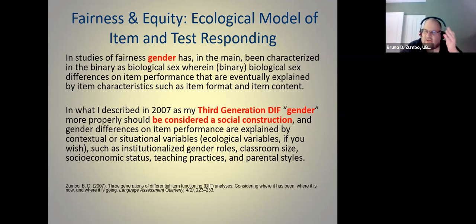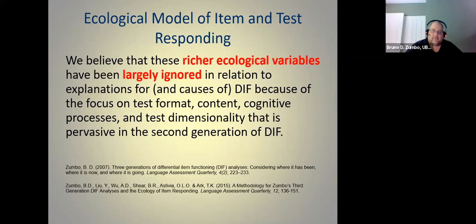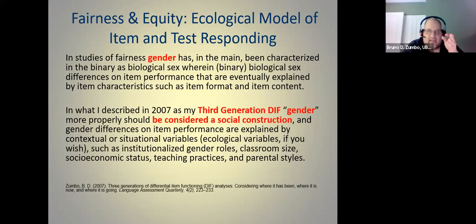Now gender is no longer just male-female; it should be thought of as a social construction, and the differences reflect item performance in a much richer way. I believe that these richer ecological variables have been largely ignored. I use gender DIF as an example of this. What gender DIF is typically seen as is male-female biological differences in the test taker, and it's just binary.